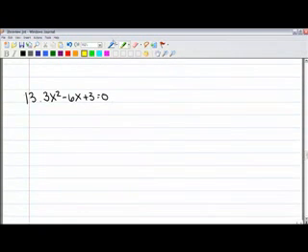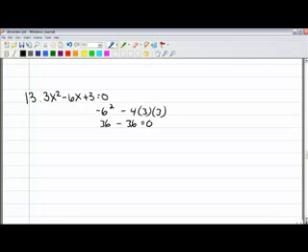13. Look at the discriminant. B squared minus 4ac. So, negative 6 squared minus 4 times 3 times 3. Negative 6 squared. Please don't tell me it's negative 36. It's positive 36. Subtract 4 times 3 is 12 times 3 is 36. So your discriminant is 0. You will have one solution.